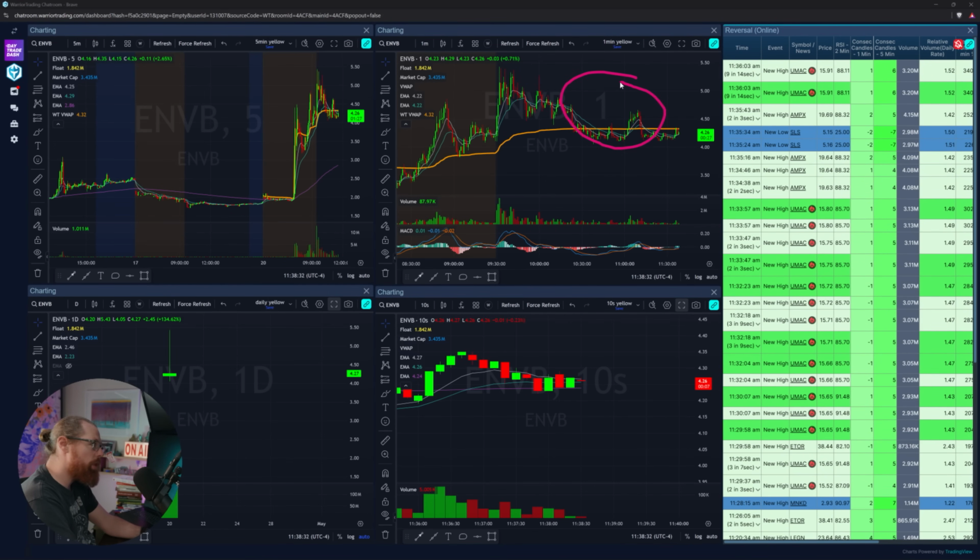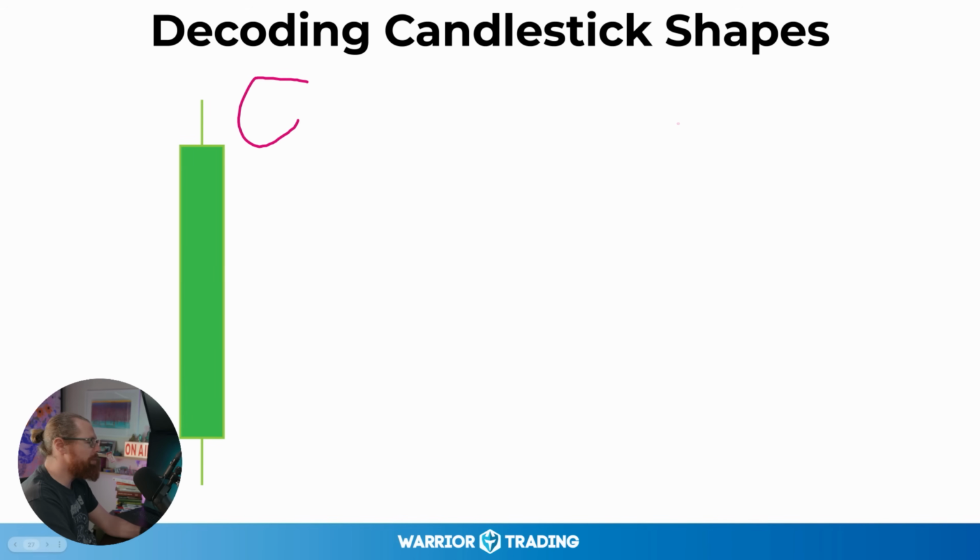This is a 1-minute chart, meaning each candle represents 1 minute of time. And this is a 5-minute chart, meaning each candle represents 5 minutes of time. So we've got the open, we've got the close, we've got the high, and we've got the low. Those are our 4 pieces of information that every candlestick communicates.